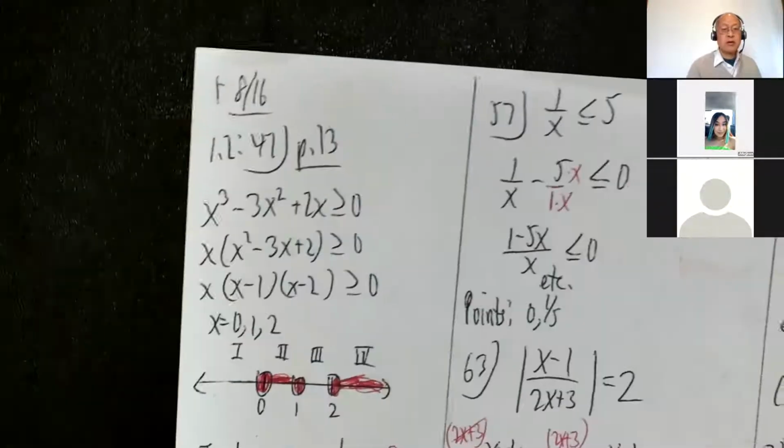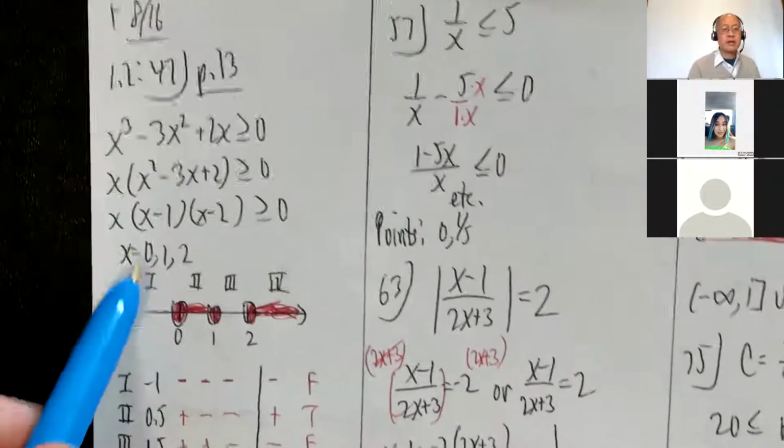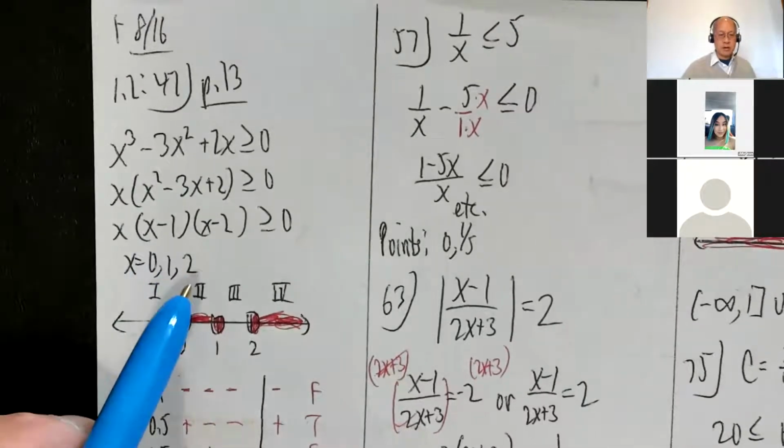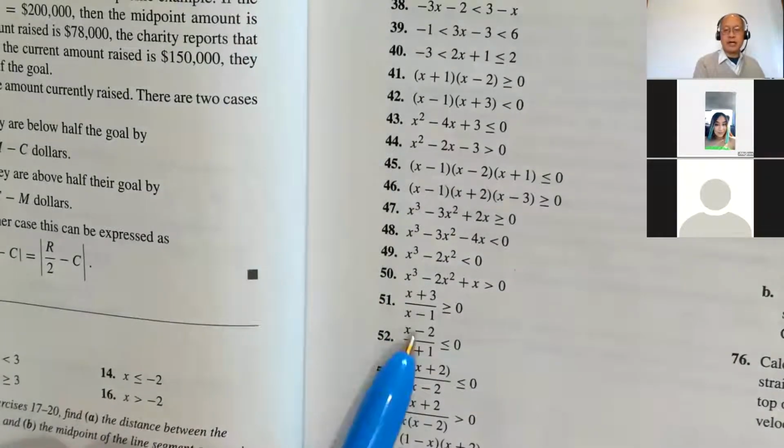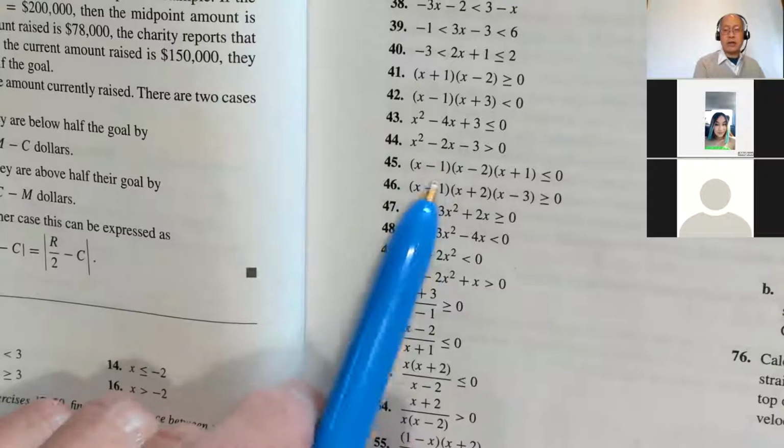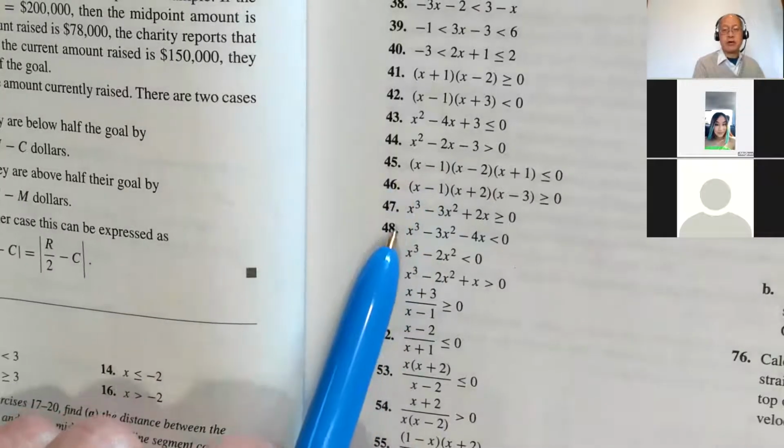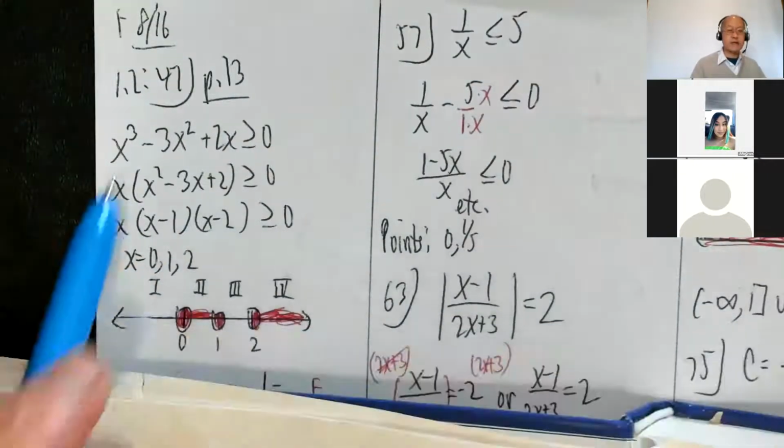Okay, now 47, it's a little bit longer. Now, I'm intentionally going out of order because this was actually a little bit easier, but now there's going to be 3 things that you have to factor out. So problem number, which one did I say, 47?